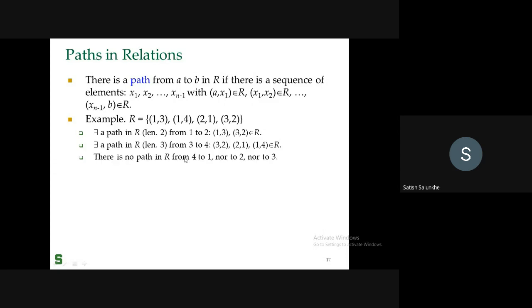There is no path in R from 4 to 1. Even for 4 to 1, you can check, there is no element at the domain position. This is the domain position, this is the codomain position. No single element at the domain position has value 4. So therefore, you are not able to identify any elements relating from 4 to 1. Similarly, 4 to 2, 4 to 3, we are not able to find.